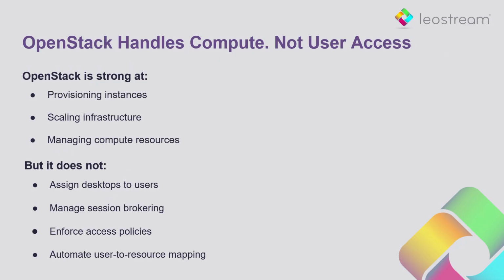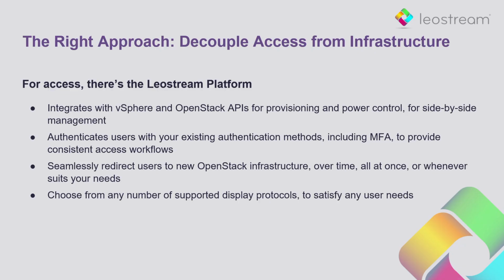Well, OpenStack, as we mentioned, is great for the infrastructure. It can support provisioning of instances. It scales nicely like all these clouds. But what do you do to assign desktops to users, to manage their sessions over the whole life cycle until they disconnect or log out, and then to automate the mapping of users to resources? Well, for that, you decouple your infrastructure from your access control plane, and instead of trying to wedge Horizon or Citrix into OpenStack, you use the LeoStream platform.